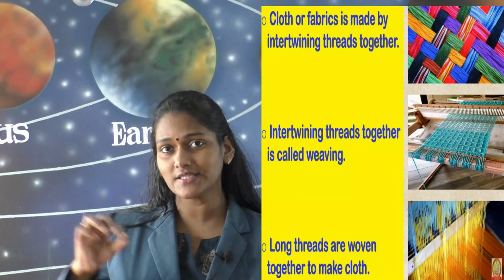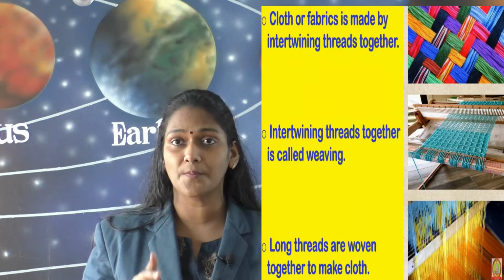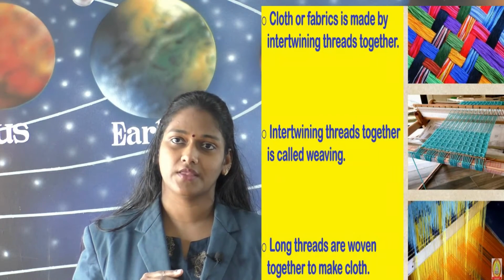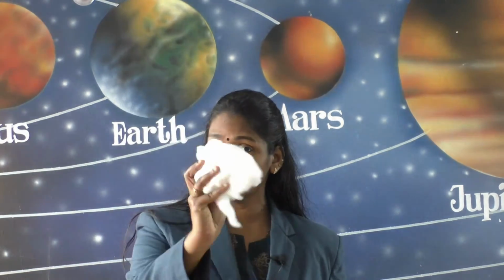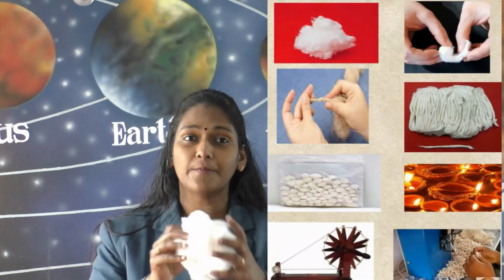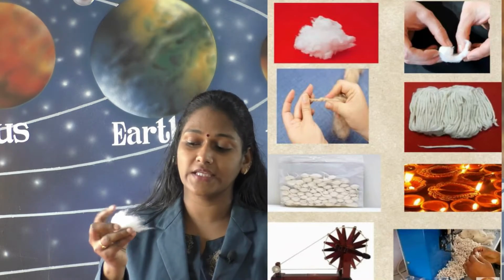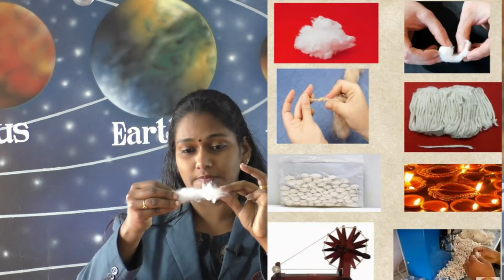Now, long threads are woven together to make clothes. This is how we get cloth. Now, let us see the process of making thread. Take a wad of cotton wool. Pull it from both sides to make it as long as possible.